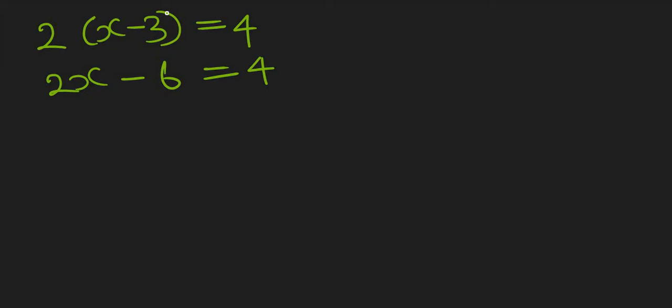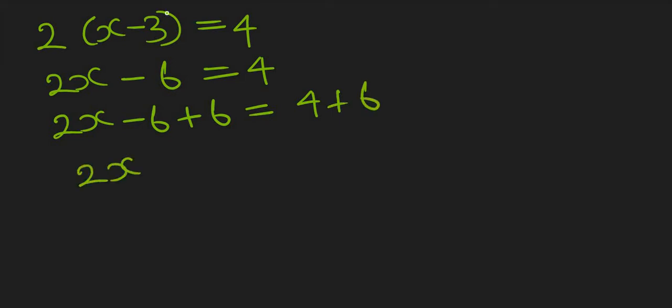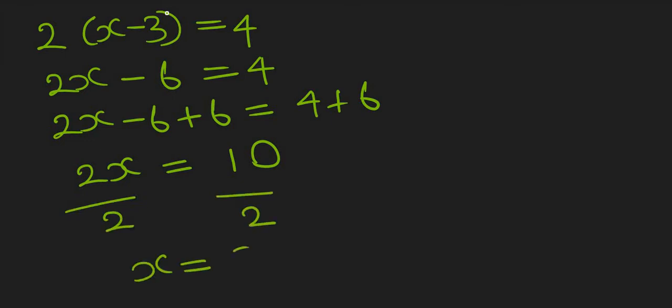Now we can solve this equation by adding plus 6. We add plus 6 because we need to get rid of minus 6. 4 plus 6. Therefore, 2x equals 10. Then we divide this by 2. Therefore, we get x equals 5.